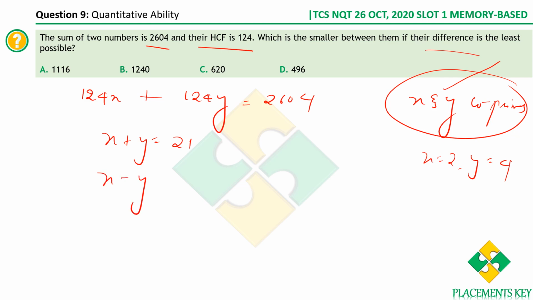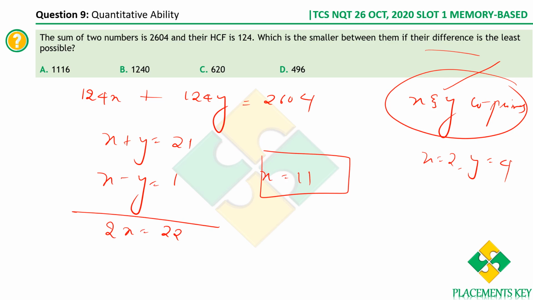The least possible difference between them is 1 because we are assuming that they are integers. Therefore, we get 2x is equal to 22. So the value of x is 11. If x is 11, what is the value of y? It is 10, because 11 minus 10 gives us 1. Now you know x and you know y.